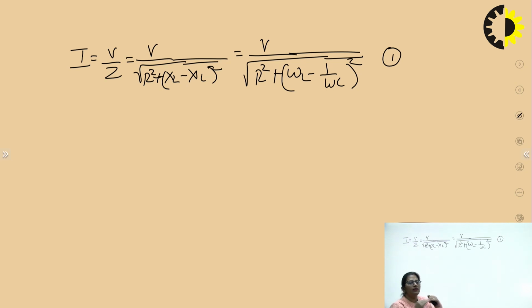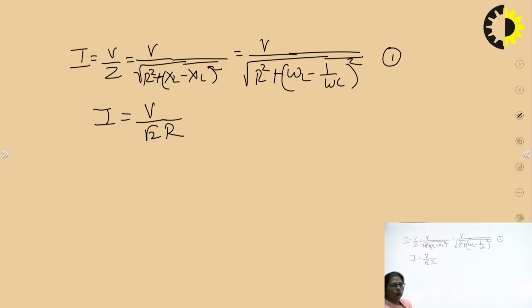But at half power points, at cutoff frequencies, where the maximum power is halved, at that instant the current becomes the maximum current divided by root 2. The current is maximum current by root 2. At that instant, I may write the current is equal to the maximum current divided by root 2.